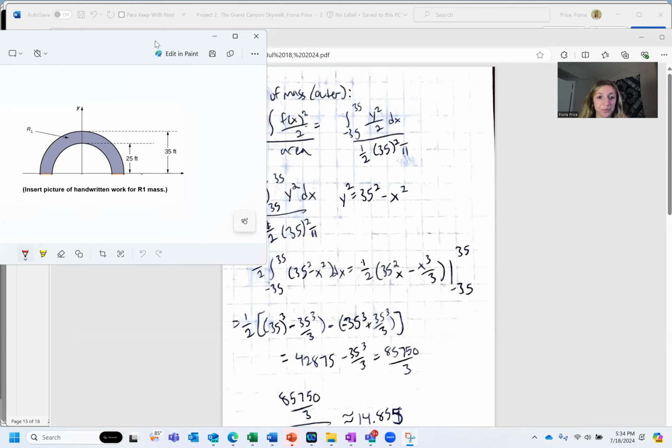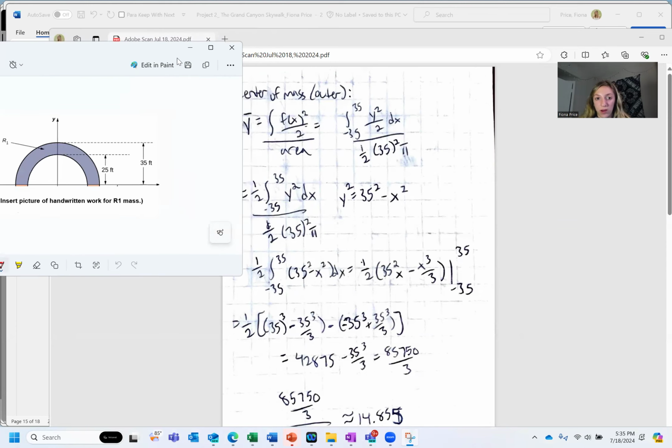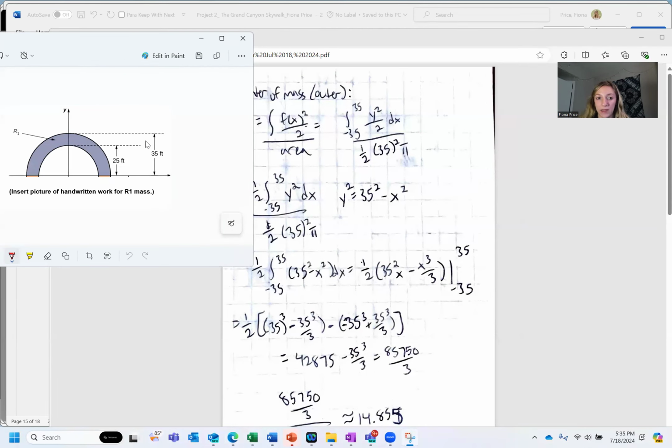mass for. So you've got a semicircle with a radius of 35 feet, and then another semicircle that's carved out with a radius of 25 feet. So let's just start with one semicircle at a time. Let's find the center of mass for the outer one, the bigger one with the radius of 35 feet.